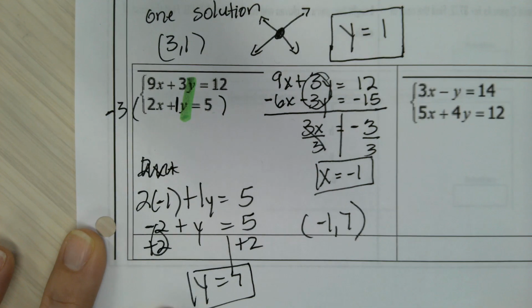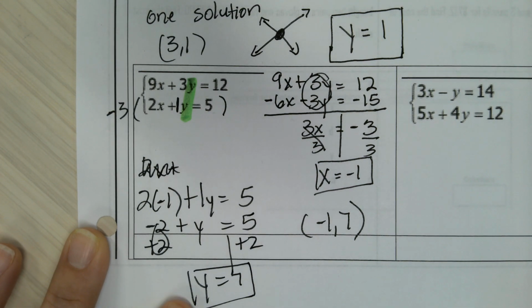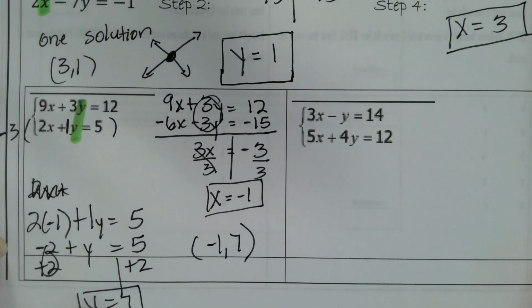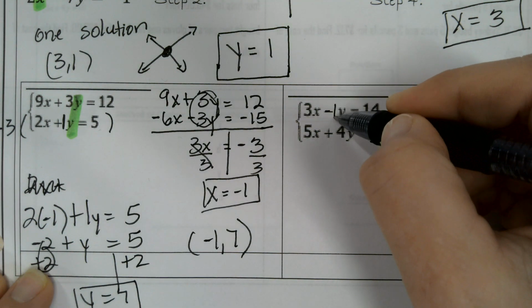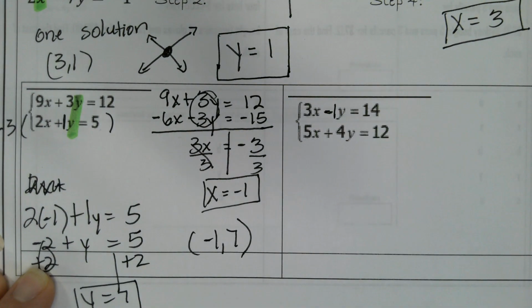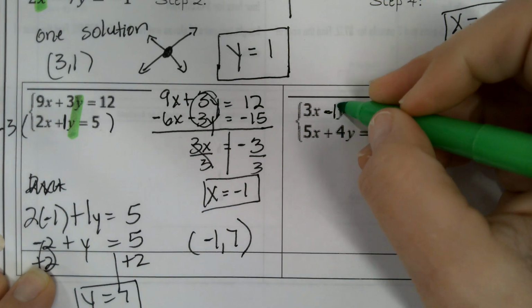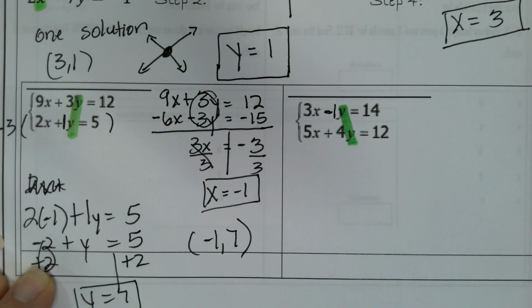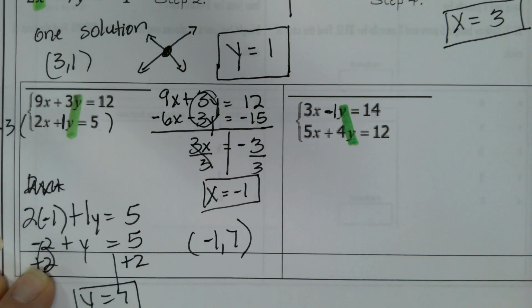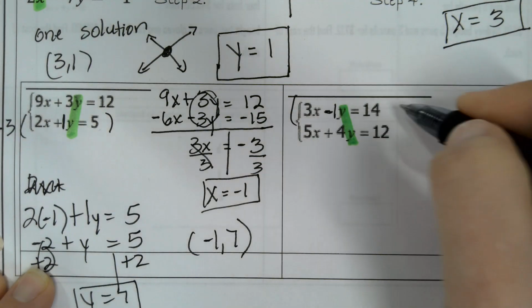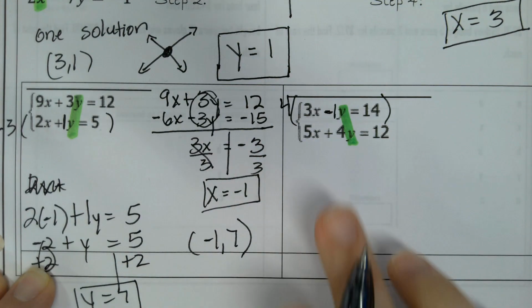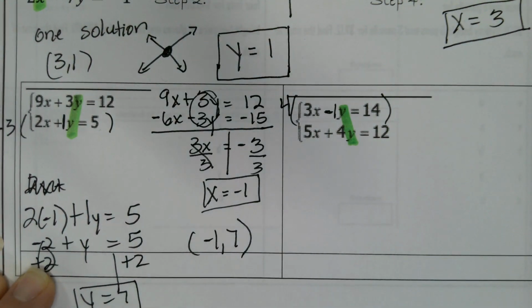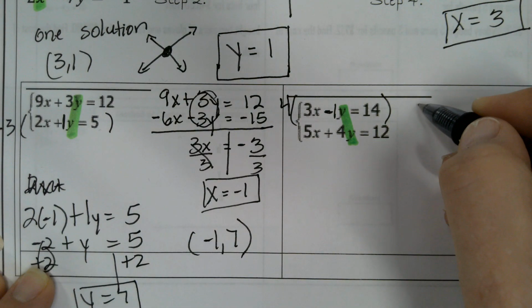Okay? All right. Next one. This is a negative 1y, targeting my y's. If I make negative 1 into negative 4, I can eliminate. So this time I'm manipulating the first equation by multiplying by 4. I don't have to make it negative. It's already negative for me. So I'm going to rewrite the first equation.